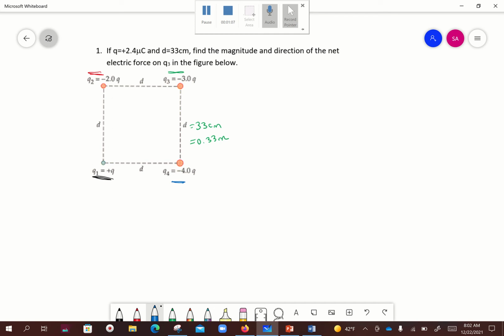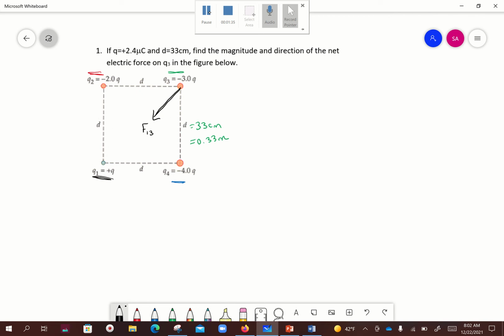First, the force between 1 and 3. Charge 1 is positive, charge 3 is negative, so they're going to be attracted to each other. For the direction of the force, let me use a green arrow. Charge 1 is black, so I'm going to use a black arrow for that. The force is going to be attractive along the direction joining them. So that's F13.